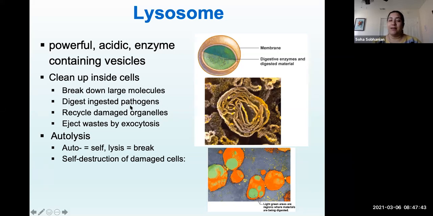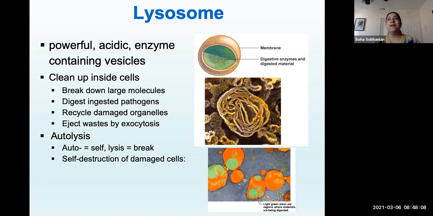Pathogens, again, are things like viruses or bacteria. Lysosomes also recycle if your organelles are damaged. They just don't let that organelle linger around; they literally break them down. And if there is any waste product as a result of this breakdown, they literally spit it out of the cell through the process of exocytosis. And we already learned about exocytosis.